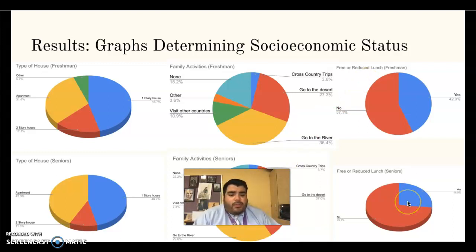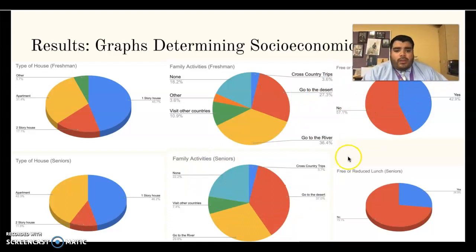The top one has freshmen, the bottom one has the seniors. You can see here that more than half of my students in my freshman class do not receive free or reduced lunch, and almost 3/4 of my seniors do not as well, indicating that their families do not qualify for that, meaning they have more income than most students do. So with this information, I was able to determine which students were low socioeconomic status or not.